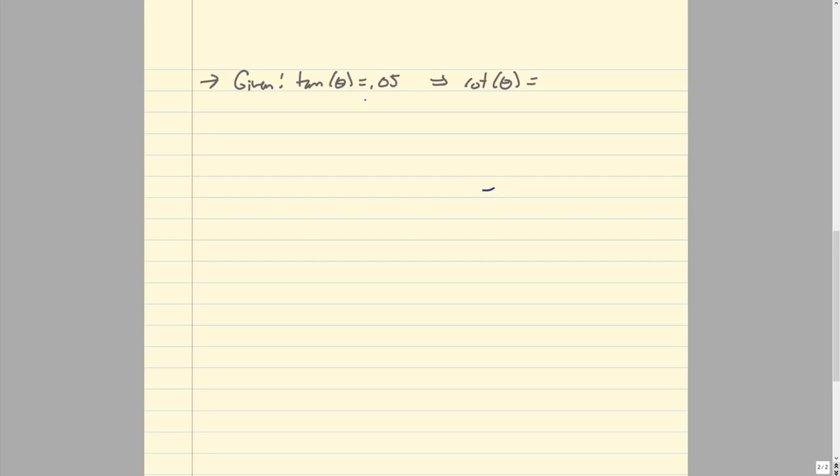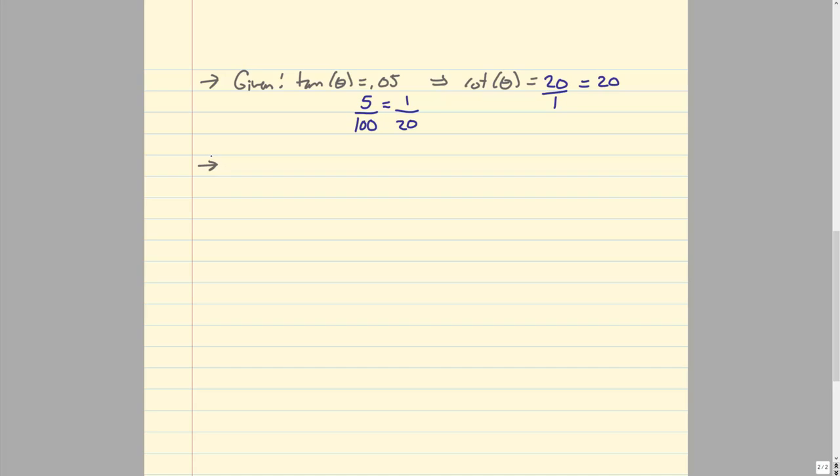0.05 is 5/100ths. That I can reciprocate, but let's go ahead and reduce it first to 1/20th. And so the cotangent of theta would reciprocate to 20 over 1, or 20. Okay, so if you're given a decimal, convert it to a fraction first, reduce the fraction if you can, and then work from there.